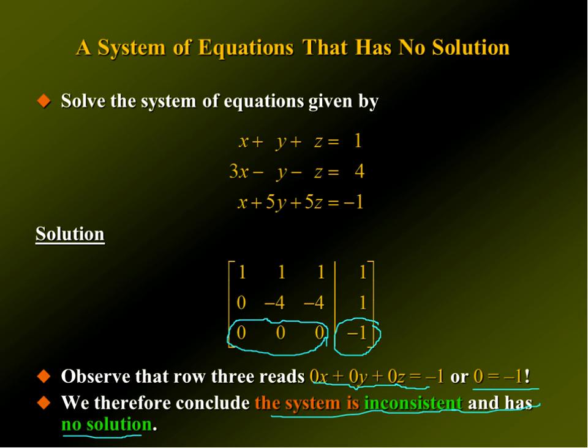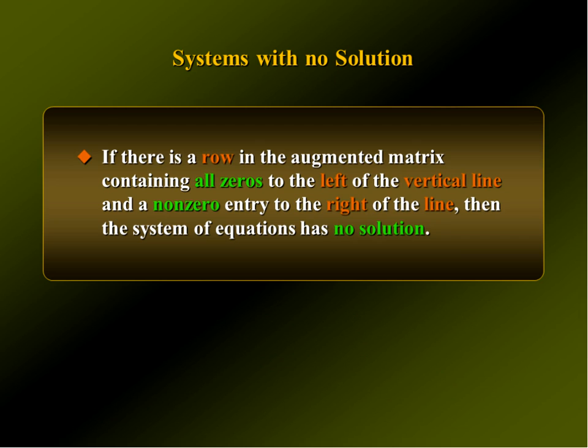So I just gave you three examples of different types. One is a unique solution, another is infinitely many solutions, and the third example is no solution. For a system with no solution: if there is a row in the augmented matrix containing all 0 to the left of the vertical line and a non-zero entry to the right of the line, then the system of equations has no solution.